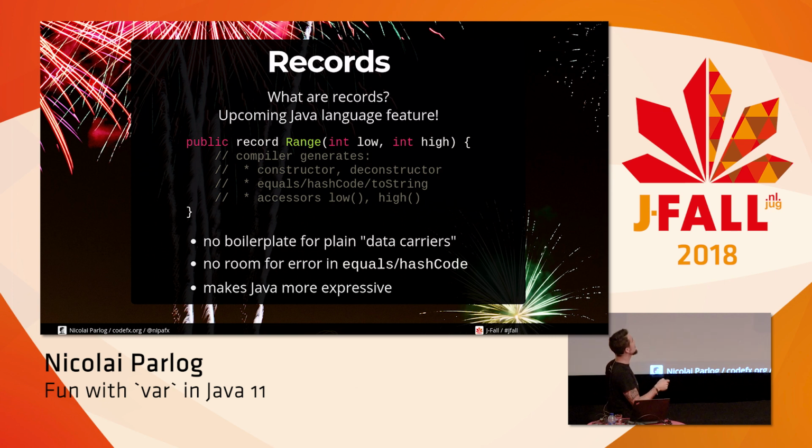Basically what I do with this, I would write public class Range, have 2 fields, and then spend the next 30 seconds having my IDE generate all that stuff. But then if somebody adds a field, it's easy to get these things wrong. So with records, the idea is, you do that for me. For these plain data carriers, you have no more boilerplate. You have no room for error in equals and hashCode, which can otherwise happen. And it makes Java more expressive as well.